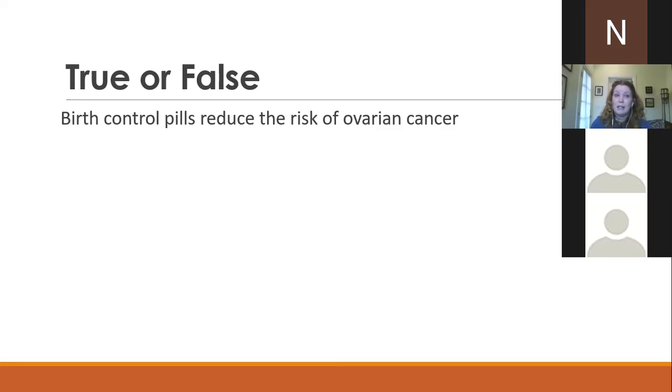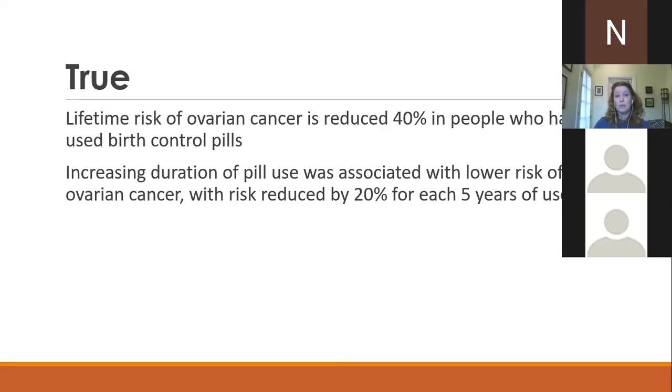Some people wonder if the birth control pill can actually reduce types of cancer, and this is true. So the lifetime risk of ovarian cancer is reduced 40% in people who've used birth control pills. And this is probably true of the patch, the ring, the depot shot, any of the methods that stop you from ovulating. It also reduces the risk of cancer of the uterus. So some people have a family history of ovarian cancer. Birth control pills are one way to help reduce that risk.